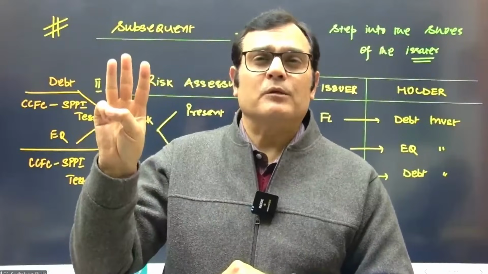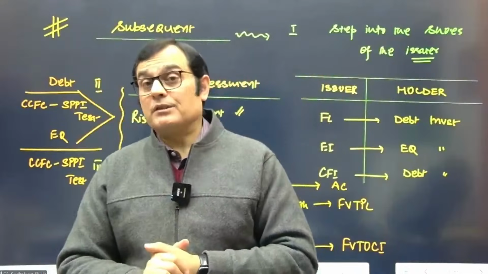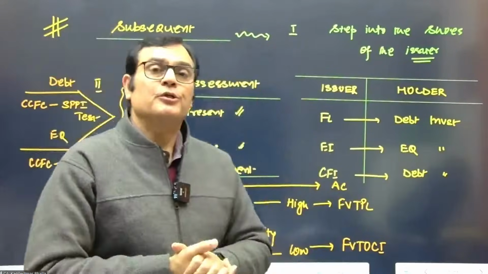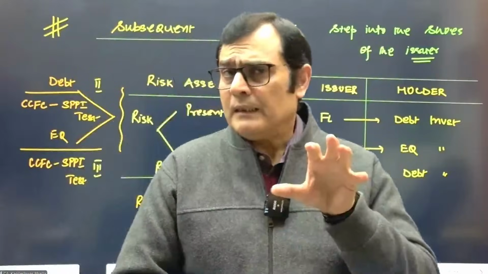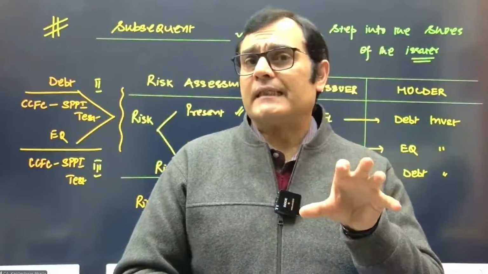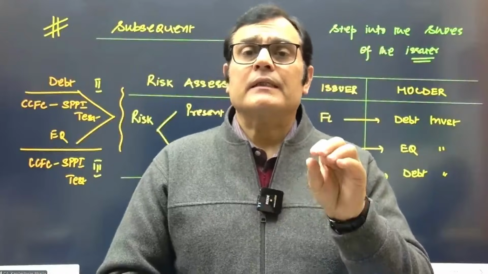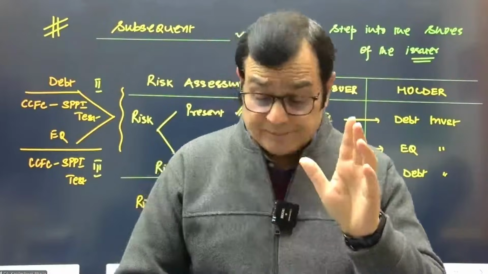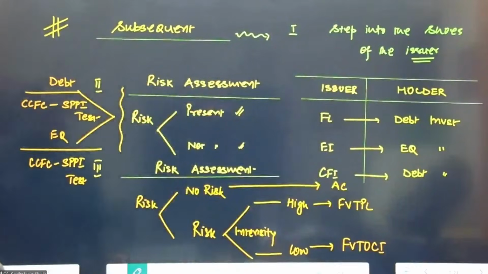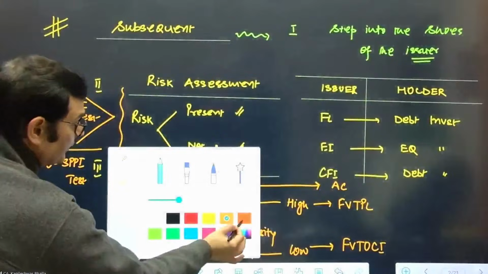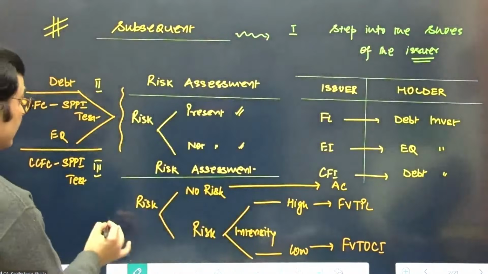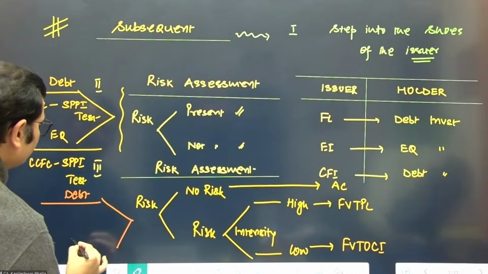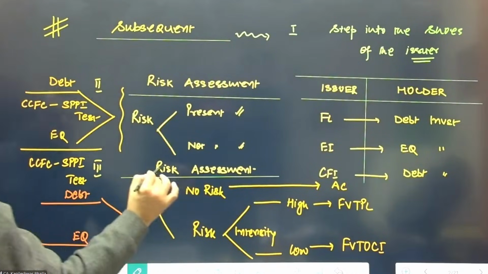And when you say that it's a midway, it's not that there is no risk, it's not that the risk is high, but it's somewhere in between, then we'll end up using a fair value through other comprehensive income. The focus in terms of step two to decide whether the risk is there or not is a common test called CCFC comprising the SPPI. But when you look at the intensity of the risk, you've got a different test for debt investments and a different test for equity investments.